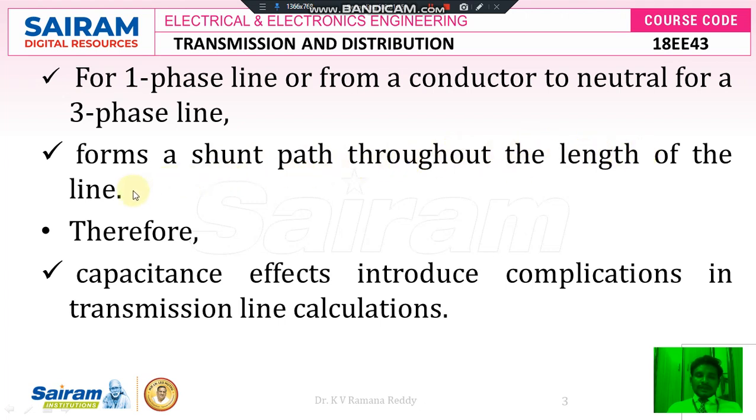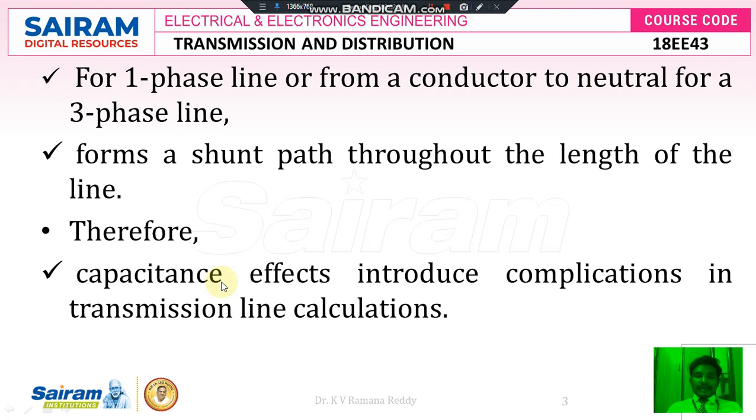Suppose the length of the transmission line is 100 kilometers; at 100 kilometers length, per each unit length there exists capacitance between either line to line or line to neutral. Therefore capacitance effects introduce complications in transmission line calculations, because capacitance stores energy in the form of an electrostatic field, and the unit of capacitance is farads. Simply, capacitance is defined as charge to its potential difference. So we can write the formula C equals Q by V.